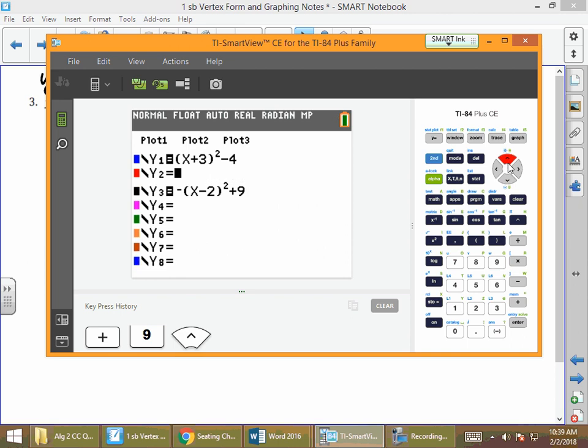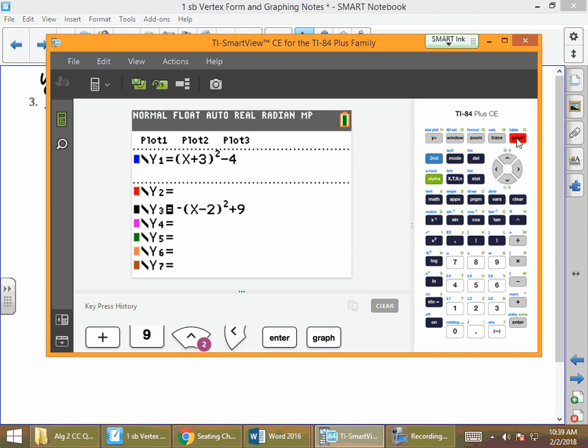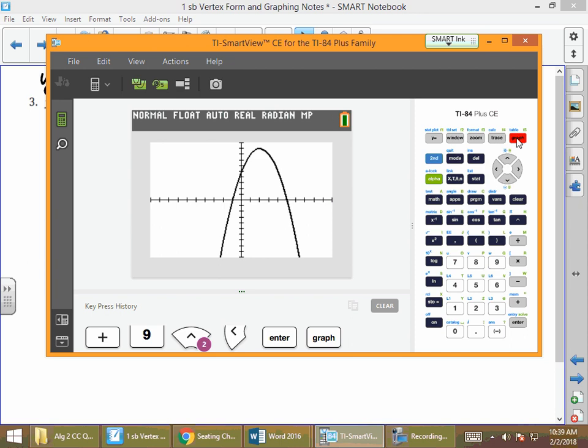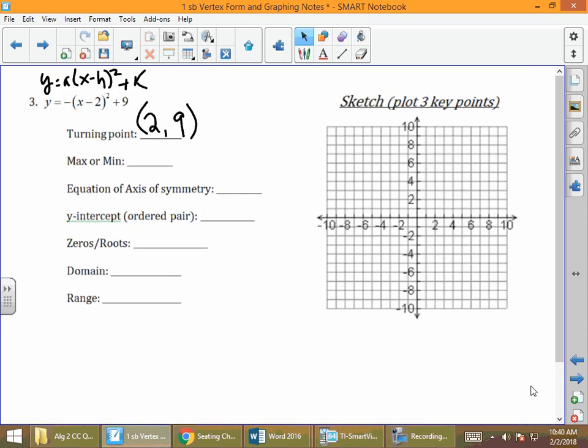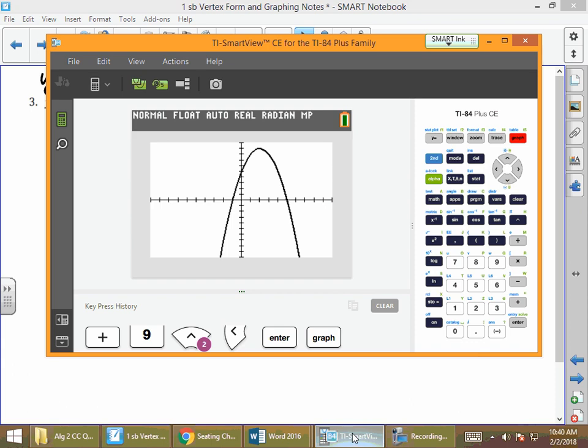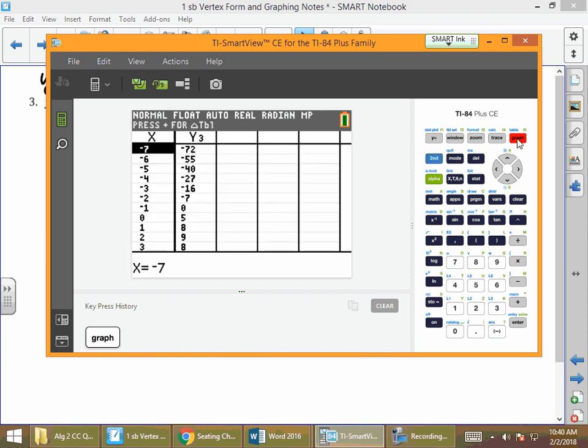I need to turn off the first graph. And we get that picture. Why is this one the shape that it is? What made it go upside down here? Kitty? The negative. It's negative. Well, what we can do here is we can go second and graph to get to the table. And I'm going to scroll through my screen a little bit because I want points that fit on my graph. And here we've got some that'll work for us.